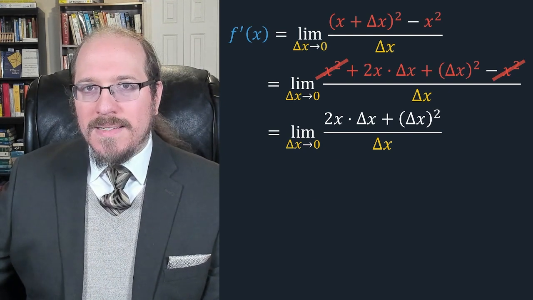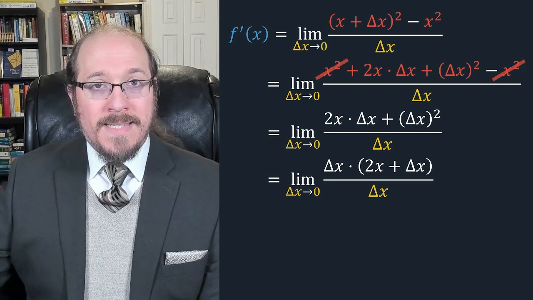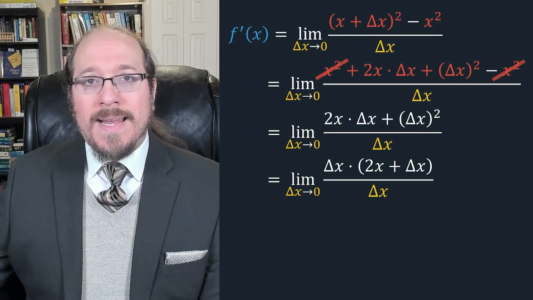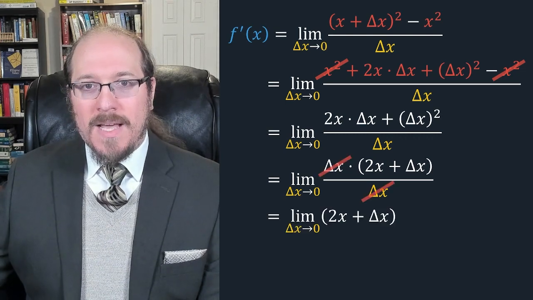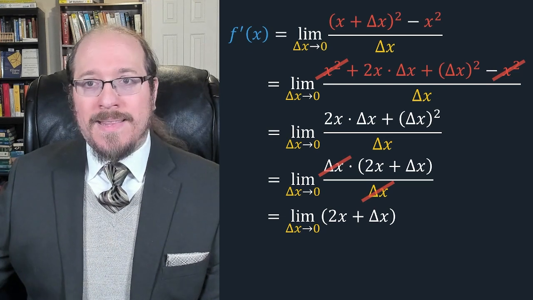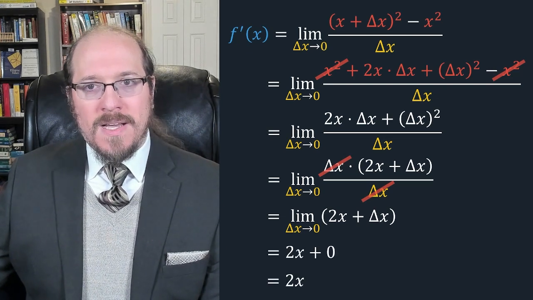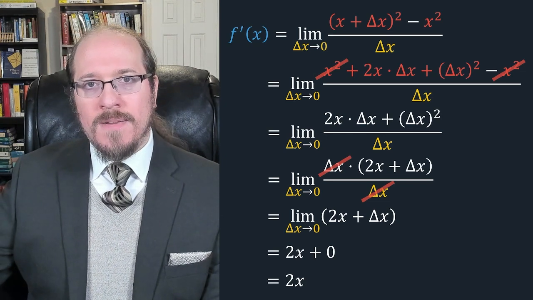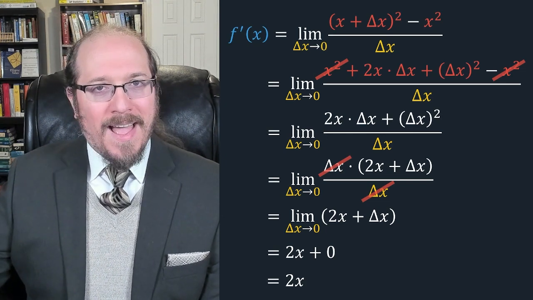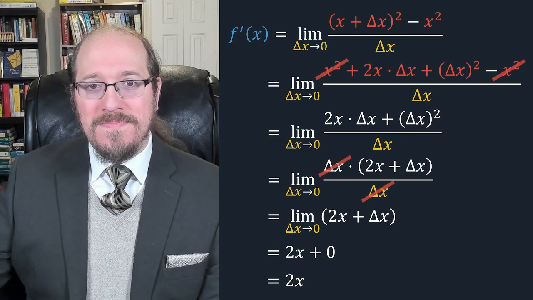Now notice that delta x can be factored out of the numerator, which lets us take delta x over delta x and cancel it out to 1. Now we've removed our danger of dividing by 0, so now we can let delta x be 0, and we're left with 2x. So the derivative of x squared is 2x. And notice that's exactly what we found long ago with the power rule.